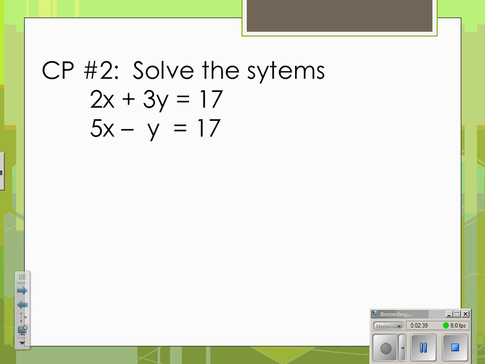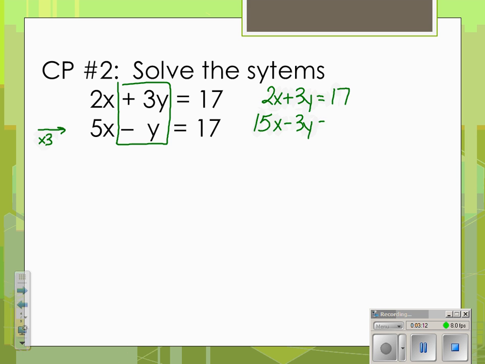Here's another system for us to try. Now notice in this one, we don't have opposites yet, but I'm looking at the y terms here and noticing that one is positive and one is negative. So the signs are already opposite. I just need to have the coefficients be opposites. So I'm going to multiply this equation by 3. I'm going to leave the top one alone. Multiplying the second one by 3 will give me 15x minus 3y is equal to 51.